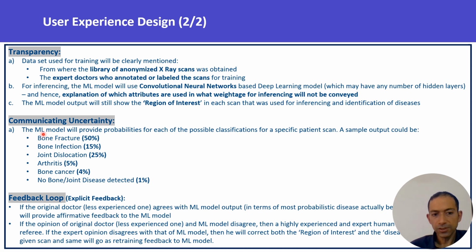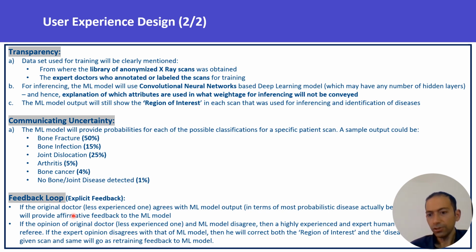So the human doctor can see it's most likely bone fracture at 50%, but it could also be joint dislocation. The doctor will then look at the region of interest and scan for the possibility of bone fracture and joint dislocation. And if he agrees, he will give affirmative feedback: I agree with your analysis that it is indeed bone fracture, and there was a possibility of joint dislocation, but finally it's bone fracture. So I agree with your highest classification probability of bone fracture. It is indeed a case of bone fracture. So affirmative feedback will be given to the model.